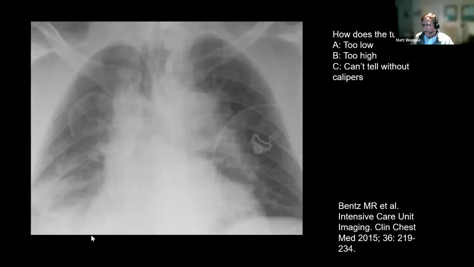Okay, so how does the tube look? And by tube, in this case, I mean the endotracheal tube. So this patient just got intubated.